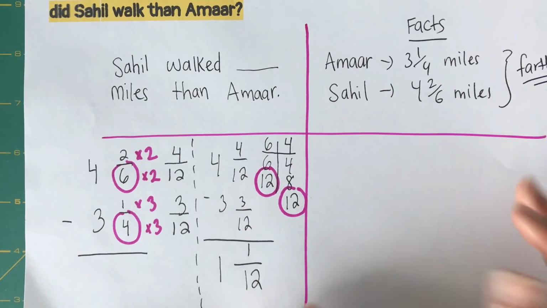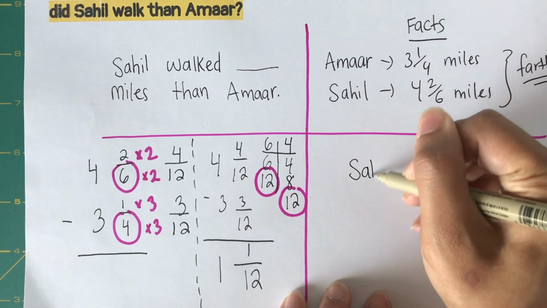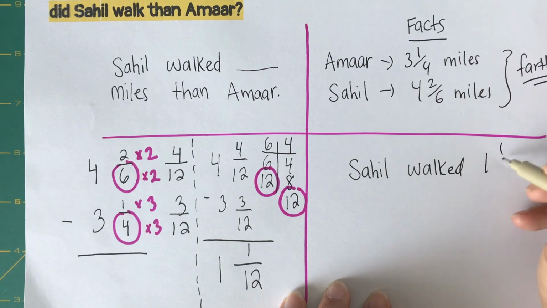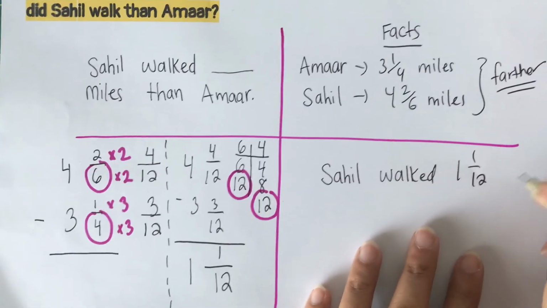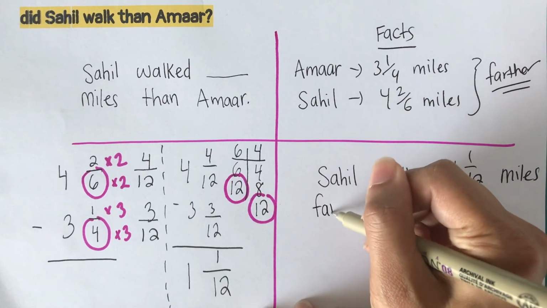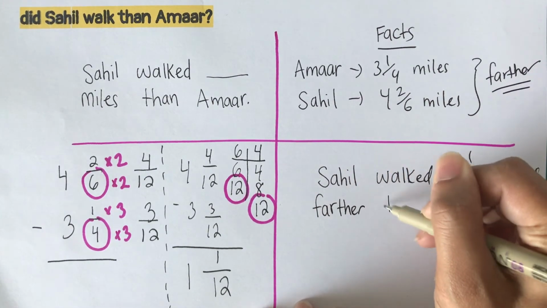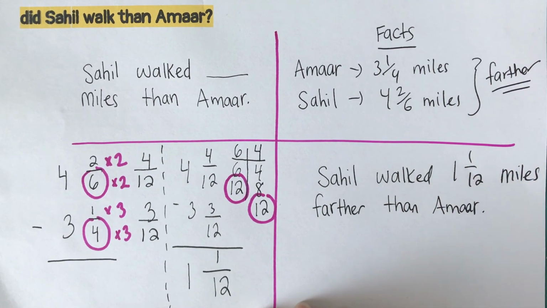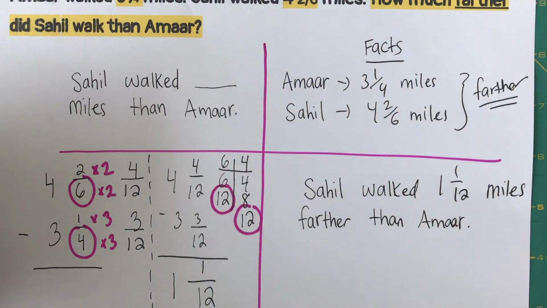So our answer is Sahil walked 1 1/12 miles farther than Amar. And that is our answer. So I'm going to go ahead and bring this up for you guys.